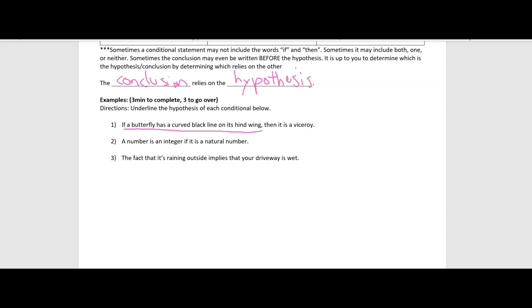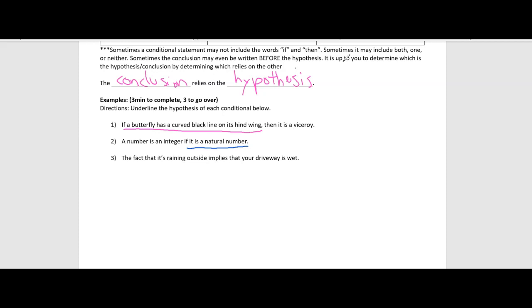Number two, a number is an integer if it is a natural number. Now, here, the if comes in the middle of the statement, so our hypothesis is actually second. Number three, the fact that it's raining outside implies that your driveway is wet. Here they don't give an if and they don't give a then. So it's up to us to decide which relies on the other.